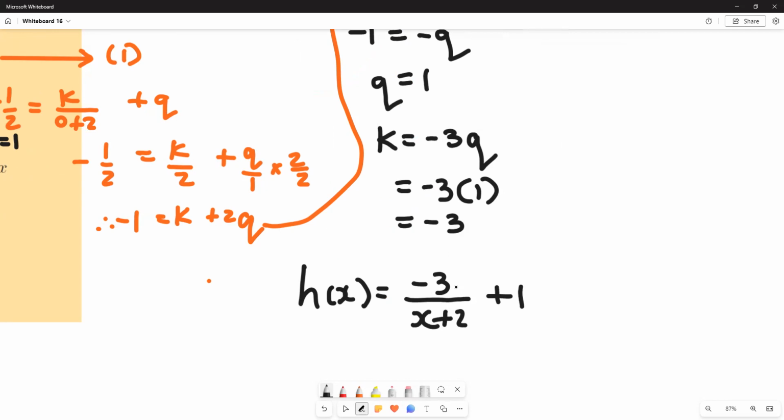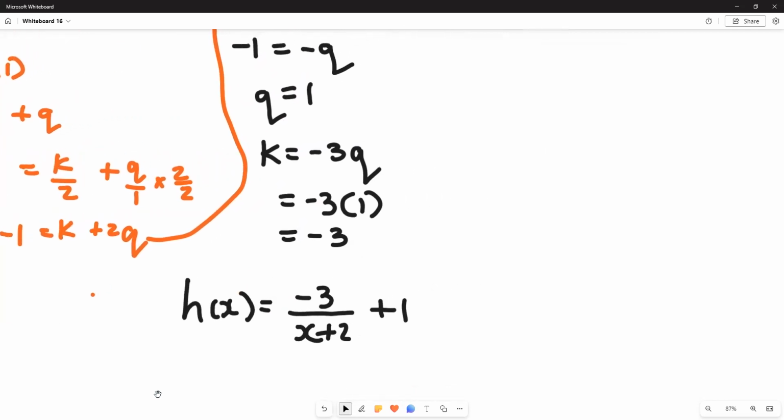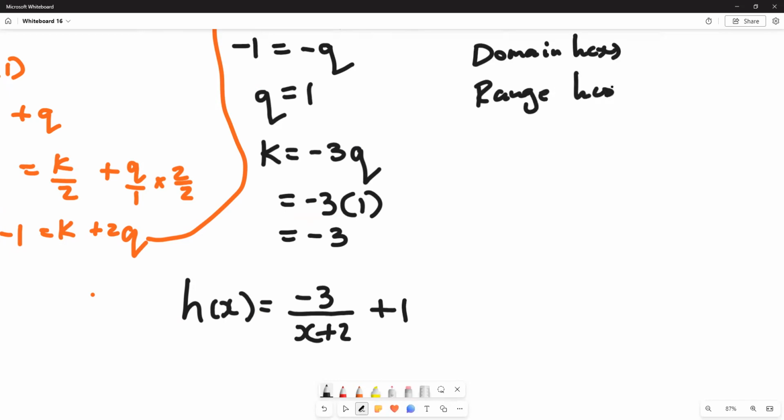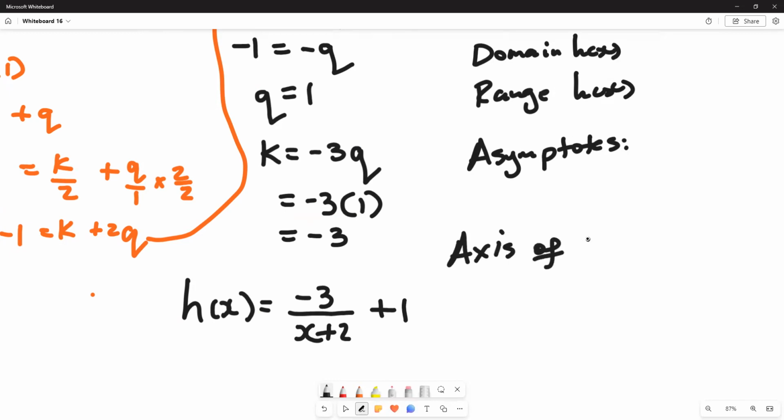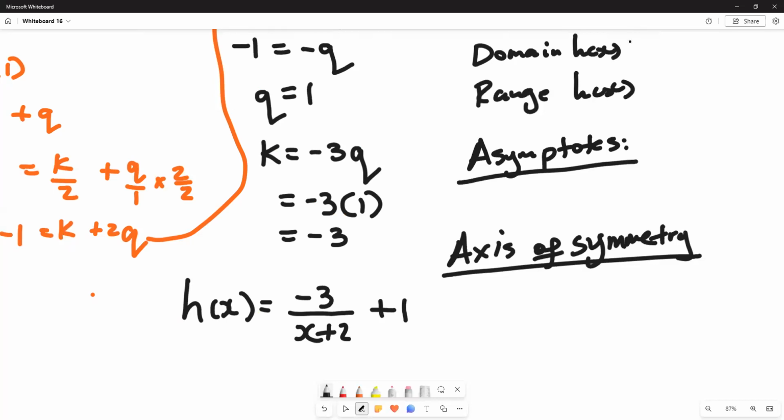And then from here, ladies and gents, I just want to discuss some extra things that I think you need to know, that are compulsory to know for a hyperbola. Perfect. So you need to know how to do the domain of h of x. You need to know how to do the range of h of x. You need to know how to do asymptotes. You need to know how to do the axis of symmetry lines. Domain and range, it's easy.